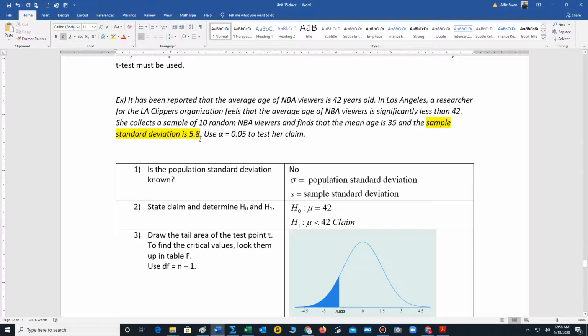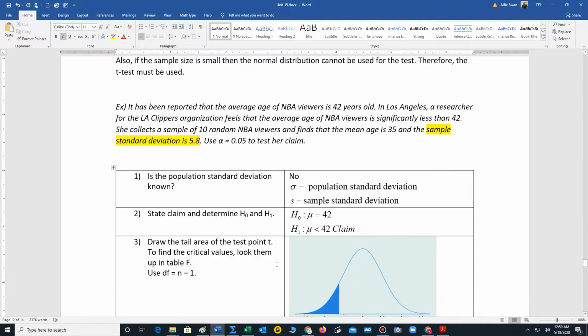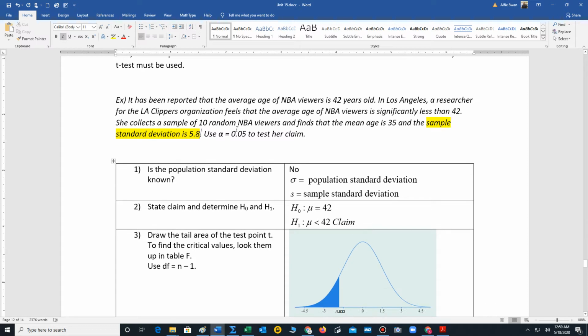So right away that tells us we do not know the population standard deviation. We only know the sample standard deviation, s. So whenever we perform tests for the mean, we should always ask ourselves, do we know the population standard deviation? If the answer is yes, we use the z-test. If the answer is no, we use the t-test. Another clue is that for t-tests, we typically have a small sample that we're working with.